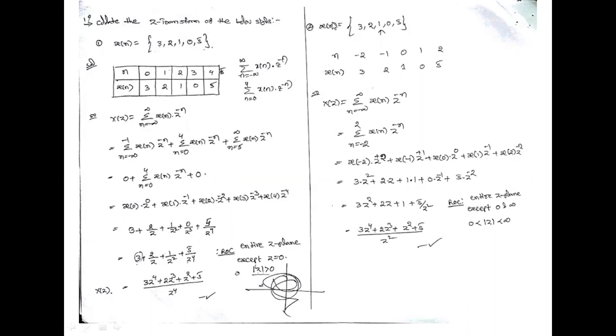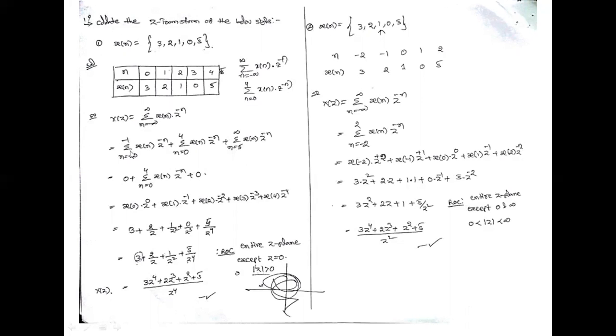Now take the definition of the Z transformation. X of z is equal to the sum of n from minus infinity to infinity of x of n z power minus n. That is, the sum of n from minus infinity to minus 1. So why are they taking minus 1, minus infinity to minus 1?